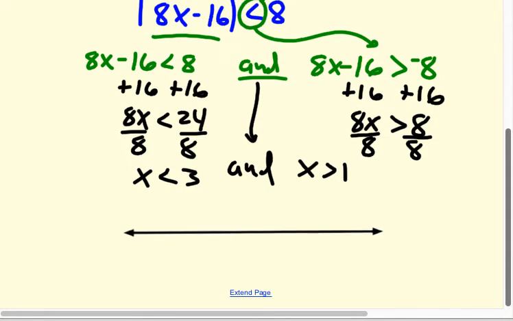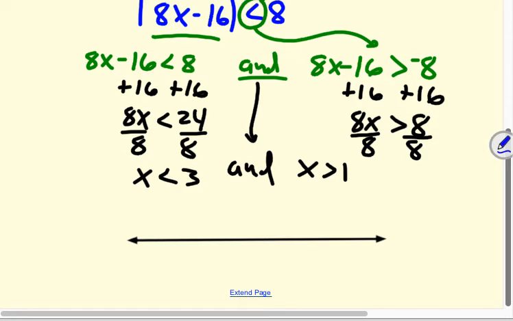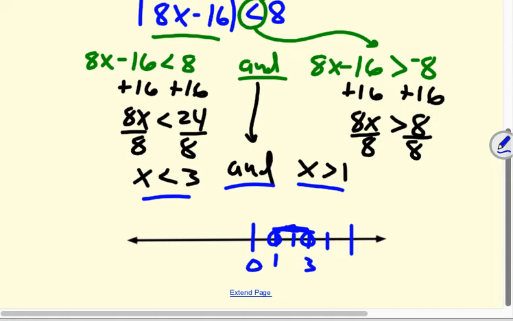Okay, so graphing this, it should be an intersection. Here's 0. 1, 2, 3, 4, we'll go up to 5. Here's 3, and here's 1. Now, first of all, it's less than 3. And it's greater than 1. So it's in between the two because it's an AND statement.